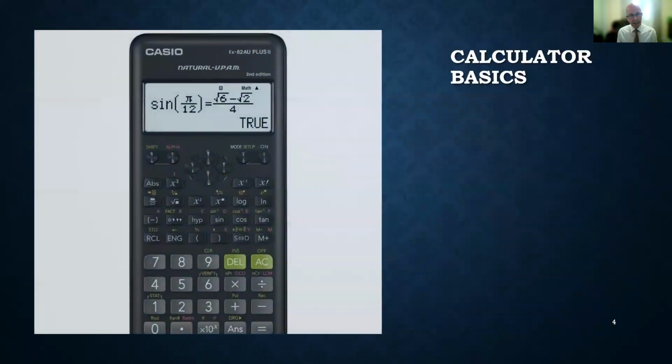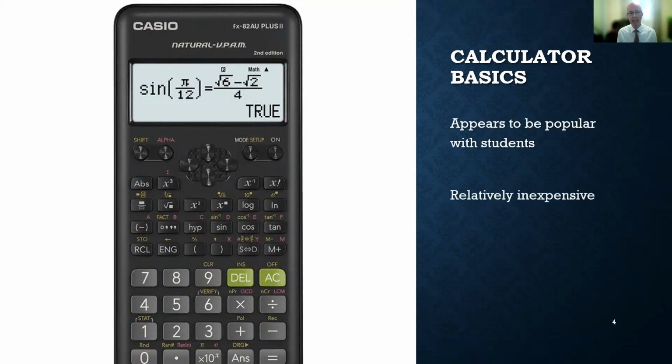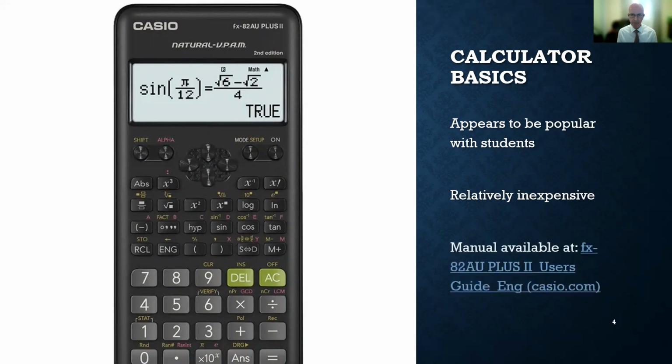Now, this is the calculator which I see students using all the time when we're in class. It's the Casio FX82AU+2. It appears to be very, very popular. It is inexpensive. It's definitely less than $50, somewhere between $30 and $40, depending upon where you purchase it. It's available online. It's also available at Officeworks. While it does come with a manual, you can also download the manual from casio.com.